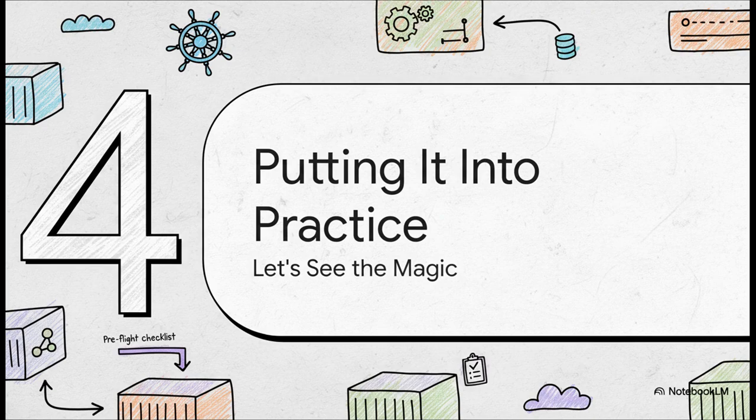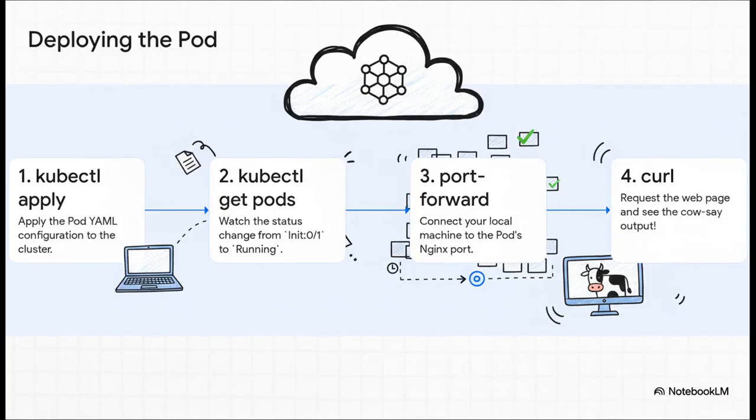Let's get our hands dirty and see what it looks like to deploy this pod and bring our talking cow to life. Okay, so here's how you do it. First, you just apply the YAML file with kubectl apply. Then, if you use the -w flag to watch your pods, you'll literally see it go from an init state to running. That's our little container doing its work. Once it's up, we use port-forward to connect our local machine to the pod. And finally, a simple curl command, and we should see our result.